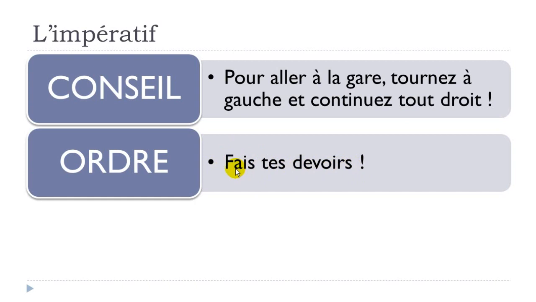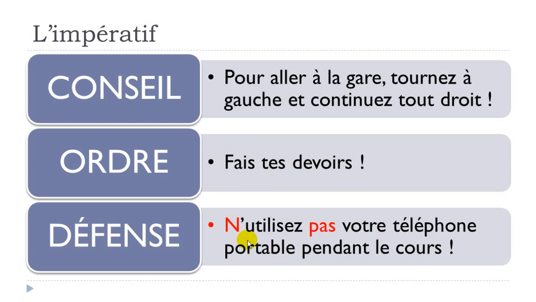And then let's see now, une défense. N'utilisez pas votre téléphone portable pendant le cours. So, of course, in that case, défense, you want to forbid something, so you should use this negative form, okay? So, n'utilisez pas votre téléphone portable pendant, during, le cours, the lesson, okay? Utiliser is to use. N'utilisez pas votre téléphone portable pendant le cours, same thing here, utiliser is at the imperative form, okay?